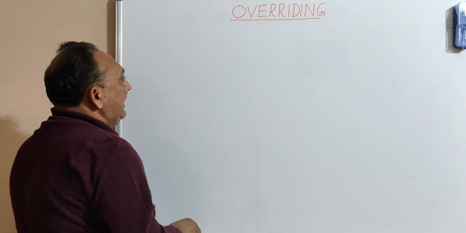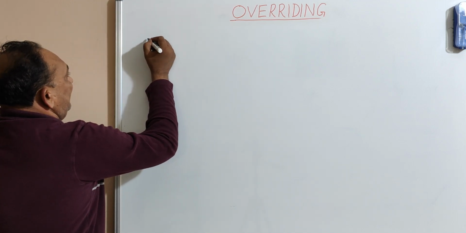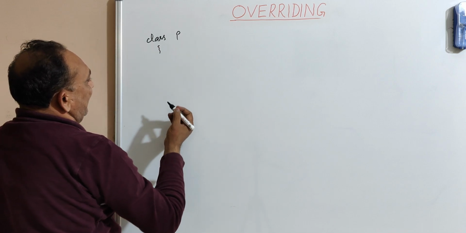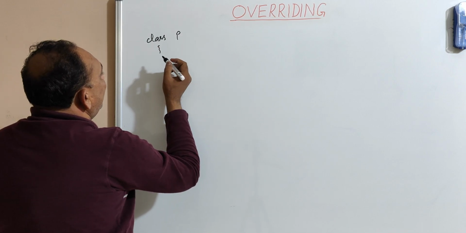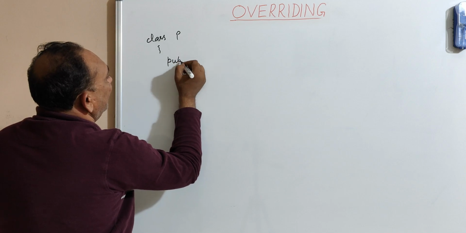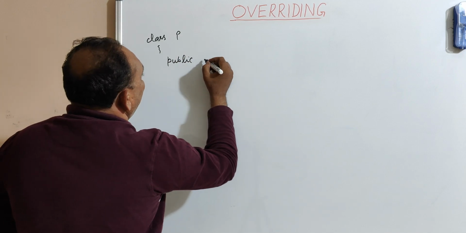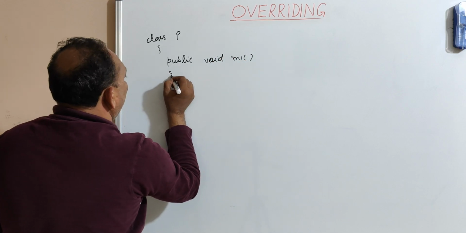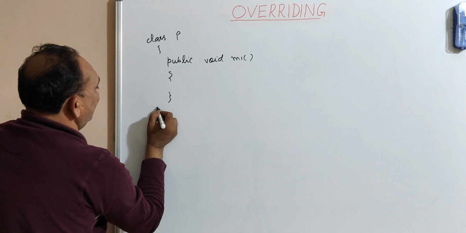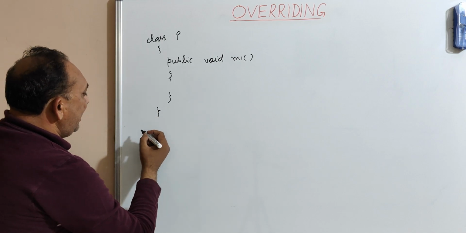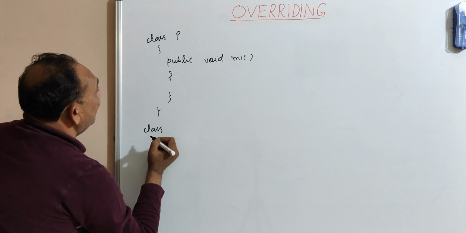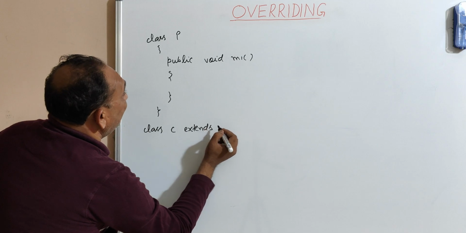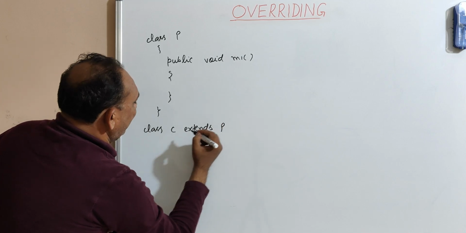Suppose that I have a class P. Inside that class I have one method, public void m1. Then in class C extends P, okay?